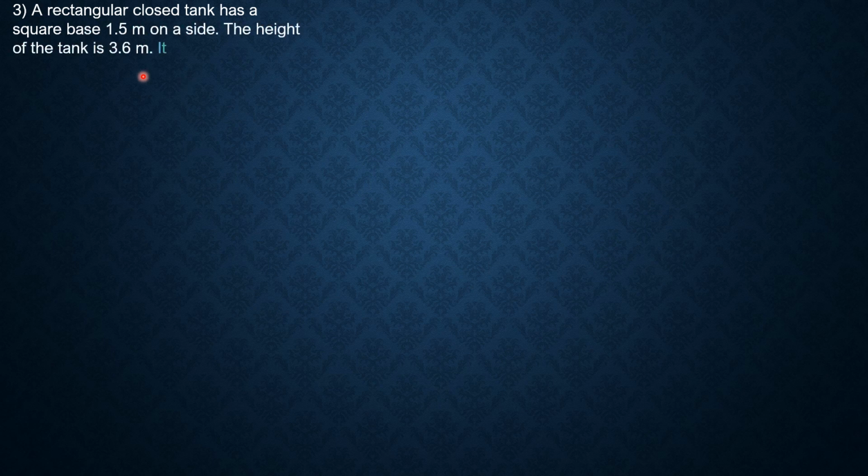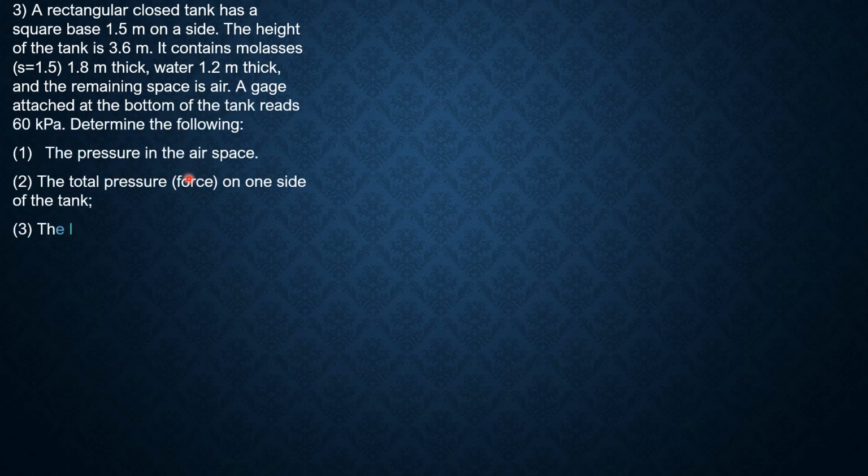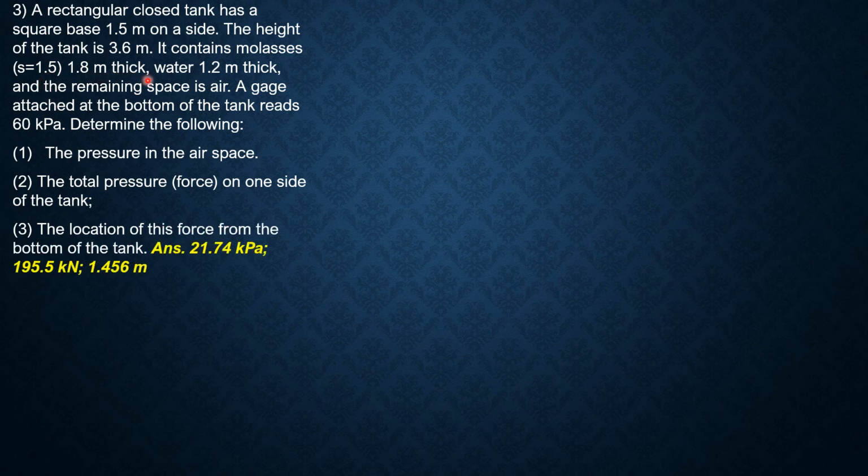A rectangular closed tank has a square base 1.5 meters on the side. The height of the tank is 3.6 meters. It contains molasses of specific gravity 1.8, 1.8 meters thick, water 1.8 meters thick, and the remaining space is air. A gauge attached at the bottom of the tank reads 60 kilopascals.